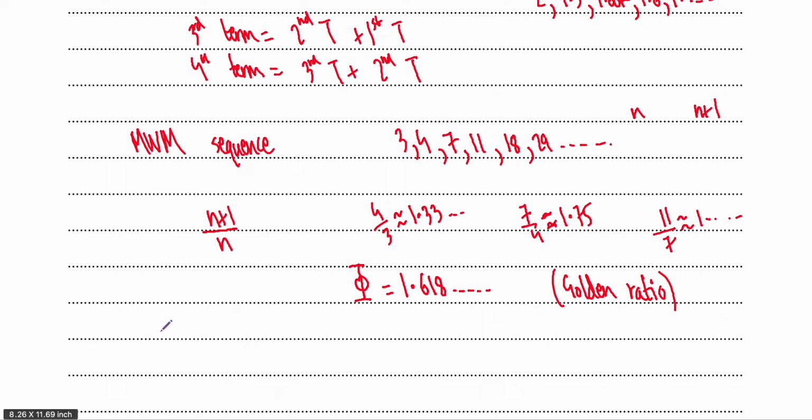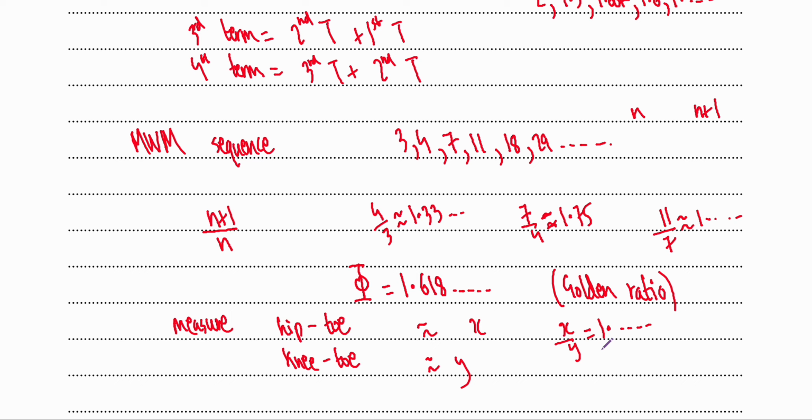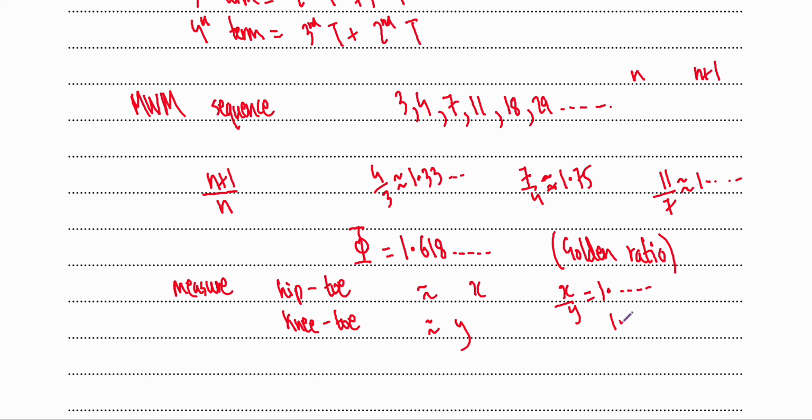So let's try this experiment if you want. Measure the distance from your hip to your toe, or hip to the floor, and then measure the distance from the knee to the toe. Let's say you get this number as x, and you get this number as y. When you do x divided by y, it will be equal to 1 point something something something. And science has shown that the closer this number is to 1.618, which is the golden ratio, the more scientifically perfect your body is. That's the ratio that humans find appealing or attractive.